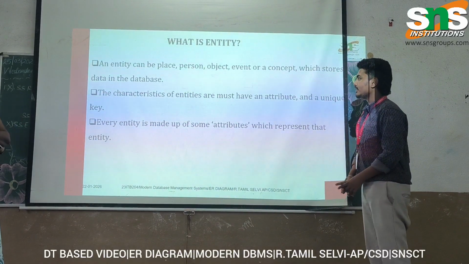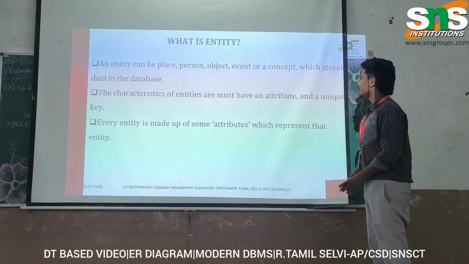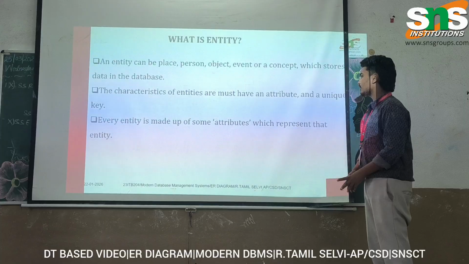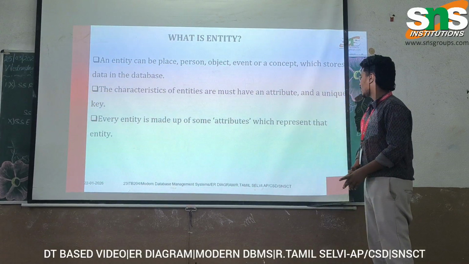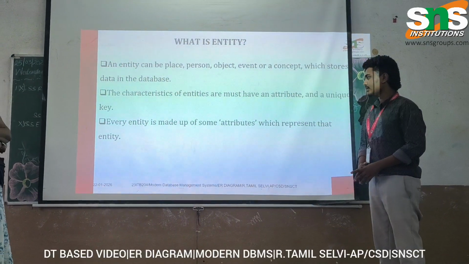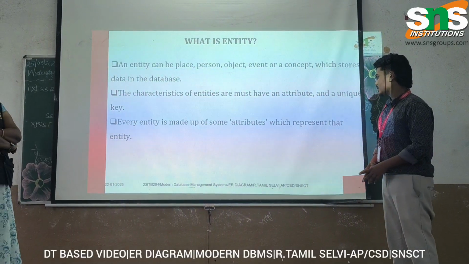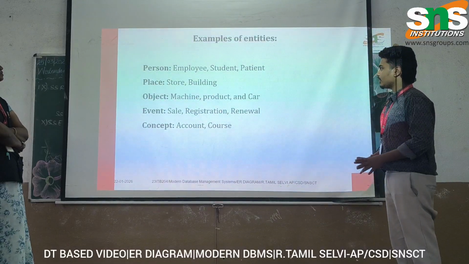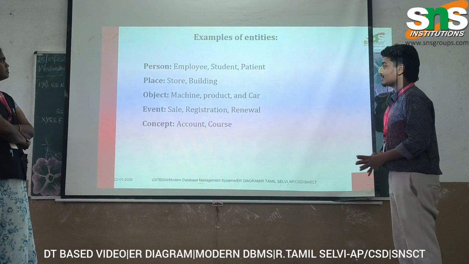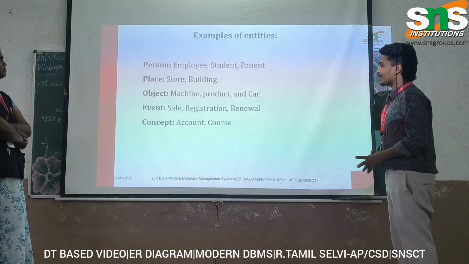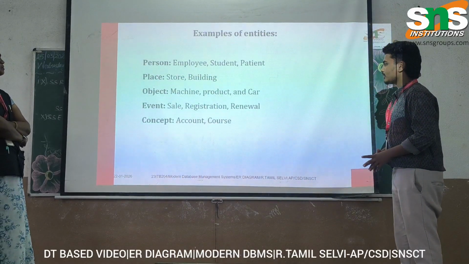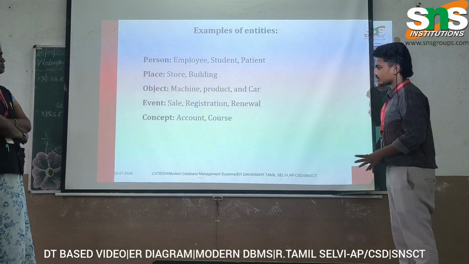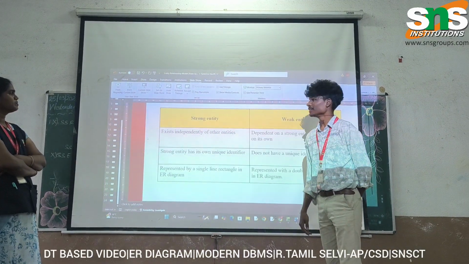What is an entity? An entity can be a place, person, object, event, or a concept which stores data in the database. The characteristics of entities are that they must have an attribute and a unique key. Every entity is made up of some attributes which represent that entity. Examples of entities: person: employee, student, patient. Place: store, building. Object: machine, product, and car. Event: sale, registration, and renewal. Concept: account, course.